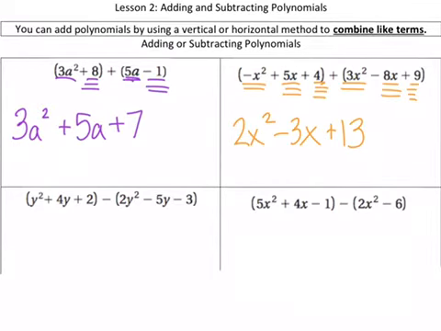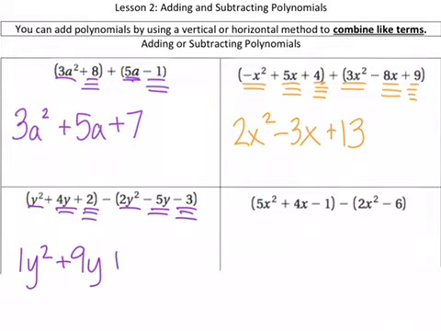Now we have subtraction underneath. So we have our like terms that we're going to underline. And subtraction might be a little different at points, but pretty much the same. So we have y squared minus 2y squared, so that's 1y squared, or -y squared would work. 4y minus a -5y is a positive 9y. And then 2 minus a -3 is a positive 5.